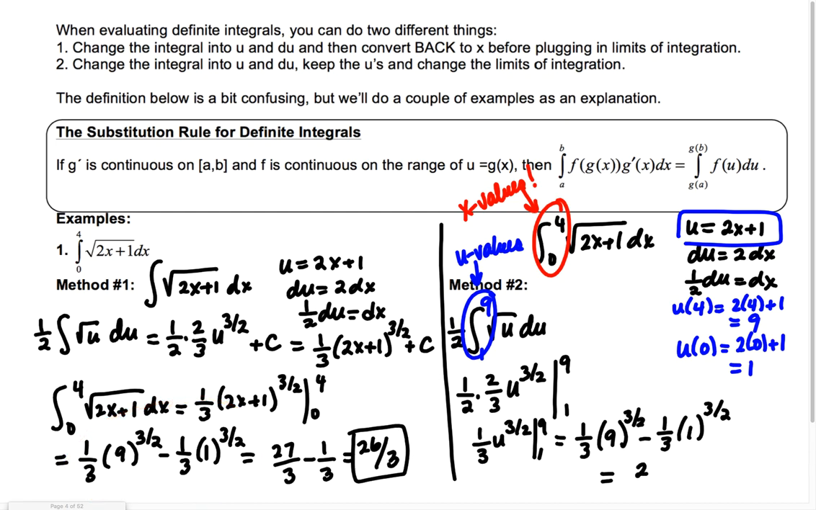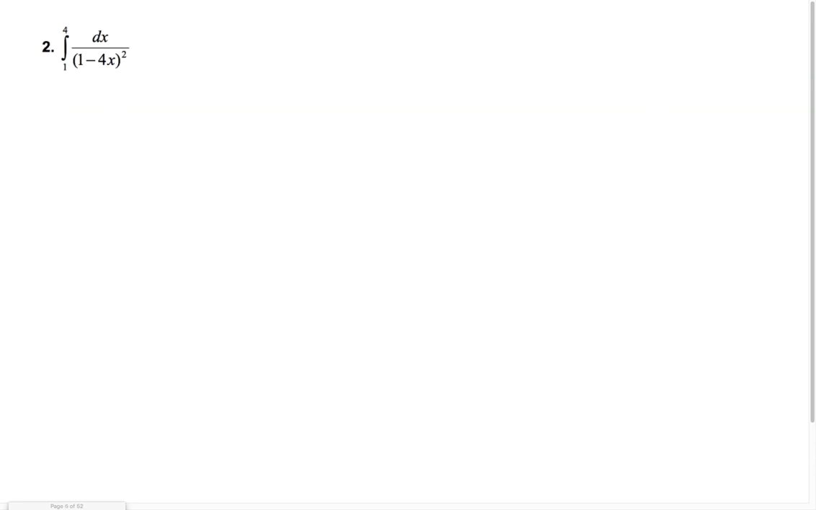So our answer should be 26/3. Okay, personally, I think that method number 2 involves less writing. You don't have to do the indefinite part first. You just keep everything as u's. We don't change back and forth between them. So let's try it on this one.